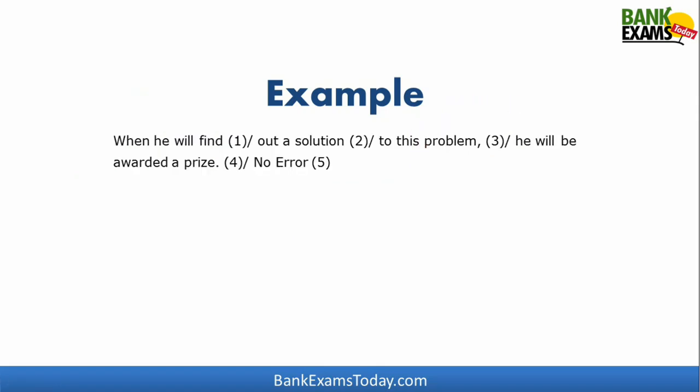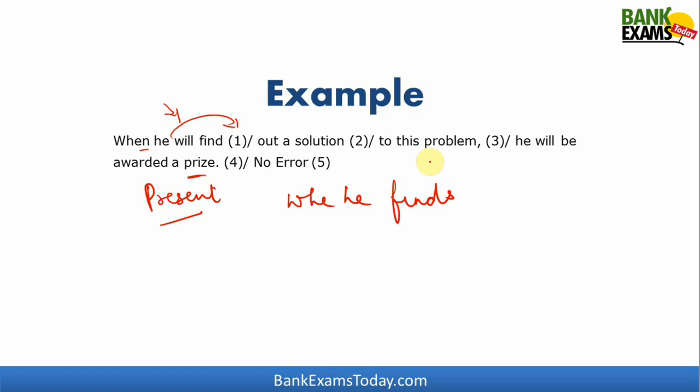Right? Moving to the next example, we have: when he will find out a solution to this problem, he will be awarded a prize. We have a conditional sentence here. When he will find a solution to this problem, he will be awarded a prize. So this is the condition, that the person must find out a solution to his problems to get awarded. So that's why the condition should be in present. So here it should be when he finds out a solution to this problem, he will be awarded a prize.